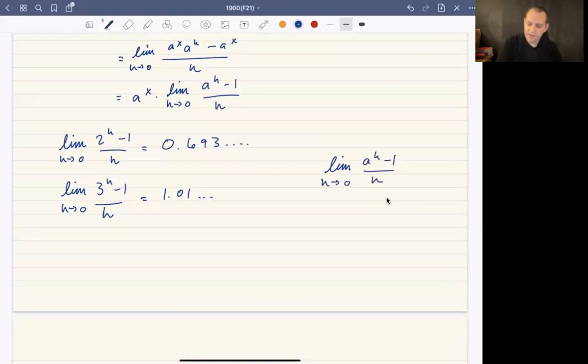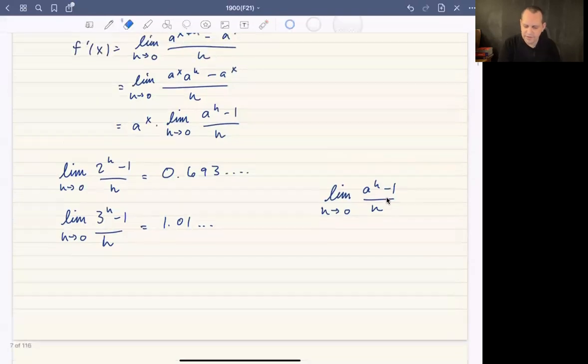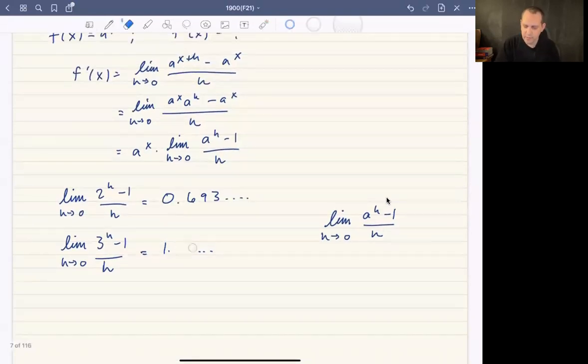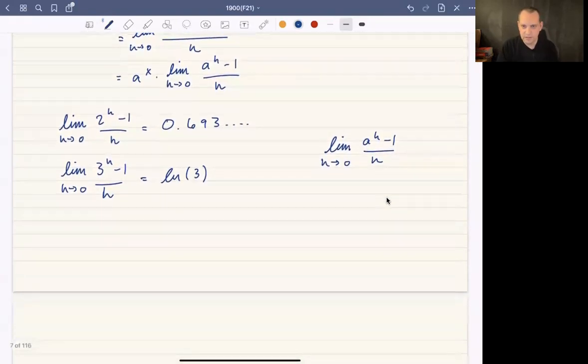Now, what this means is that if you look at the limit of a to the h minus 1 over h as a function of a, then this is an increasing function. The larger the value of a you plug in, the larger the value you get out. When you plug in 2, you get a value that's about 0.7. When you plug in 3, you get a value that's a little bit bigger than 1. And I might have this number wrong, by the way. I'm just remembering. I can't remember if this is 1.01 or 1.1. What it really turns out to be, I'll just ruin the punchline, is the natural log of 3. And we'll go over exactly what that means soon.